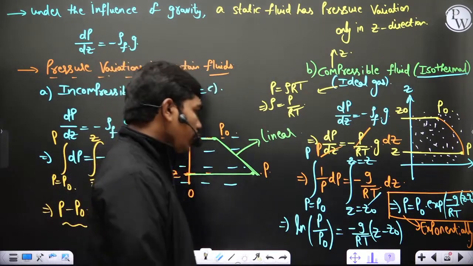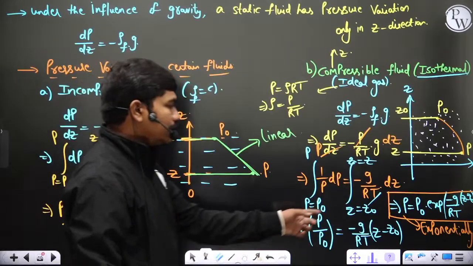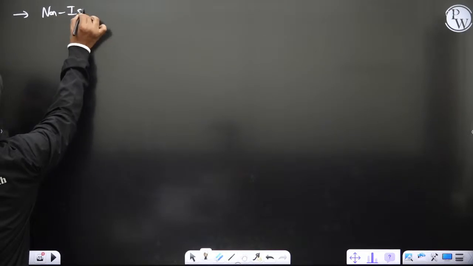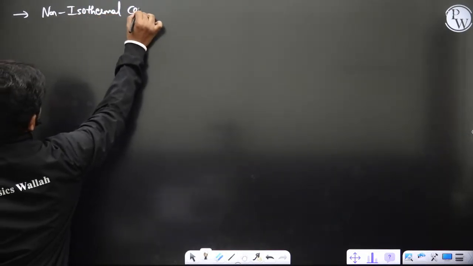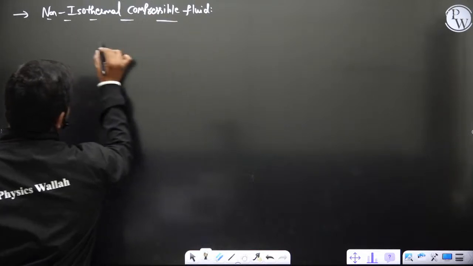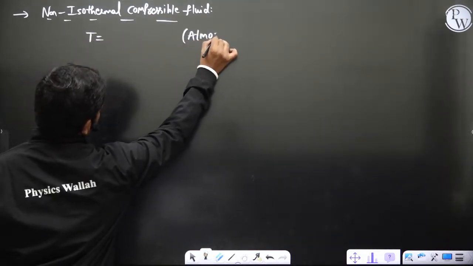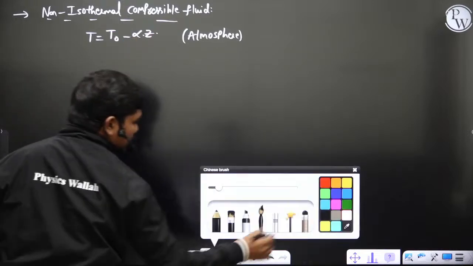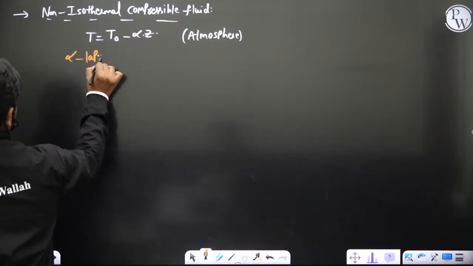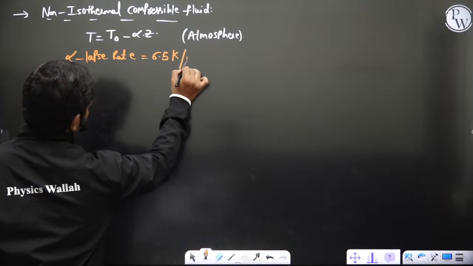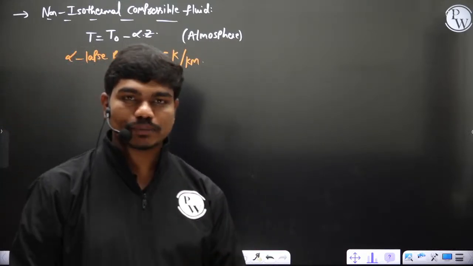Next, if you take a non-isothermal compressible fluid, for example, this question I think is actually a previous year GATE question. In 2016 when IISc organized GATE, it was given. Non-isothermal compressible fluid means where temperature is not constant. Let us suppose you take the case of the atmosphere, for example. Temperature is T0 minus alpha times Z. As you go up, temperature generally decreases. This alpha is called the lapse rate, which is 6.5 Kelvin per kilometer, meaning for every 1 kilometer of ascent you experience a temperature drop of 6.5 Kelvin roughly.